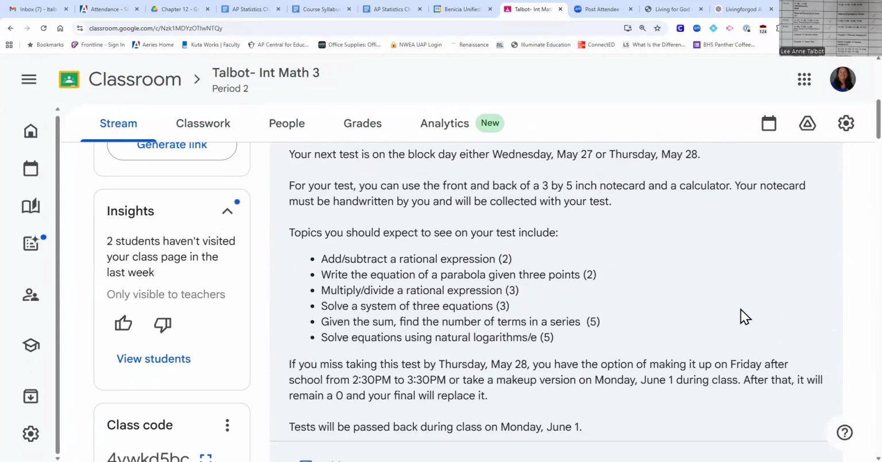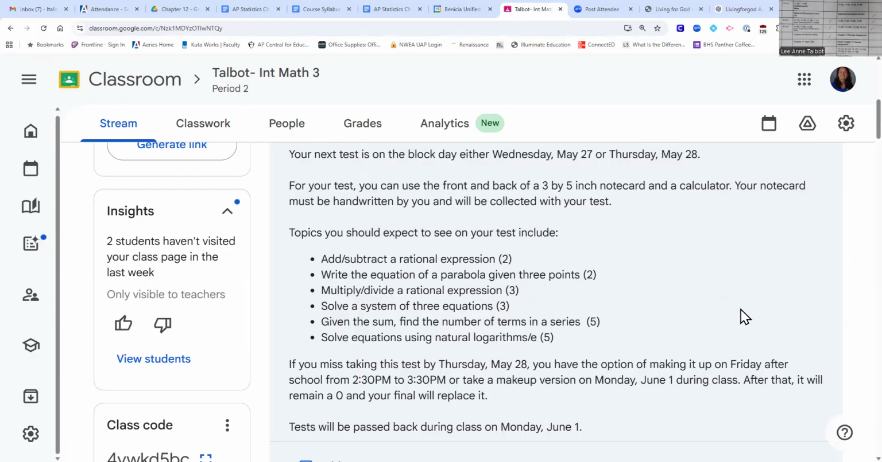First bullet, add, subtract a rational expression. You know what that means? It's the fractions with the x's in them, plus or minus. So what problems were those in the review notes? What were the plus and minus ones? Five, 6, 7, and 8 of the review notes.